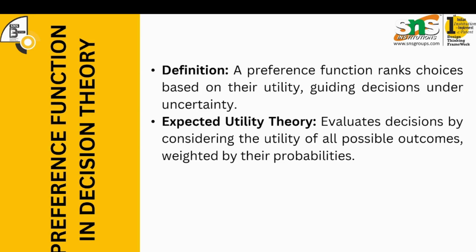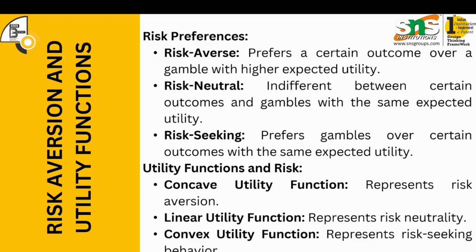Preference functions in decision theory. How preference functions matter in decision theory. A preference function ranks choices based on their utility, guiding decisions under uncertainty. So that is again what is discussed in the expected utility theory, which evaluates decisions by considering the utility of all possible outcomes weighted by their probabilities.